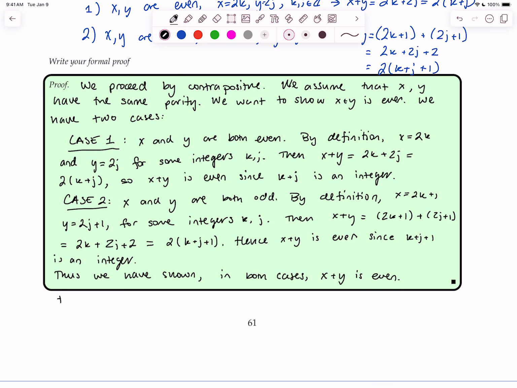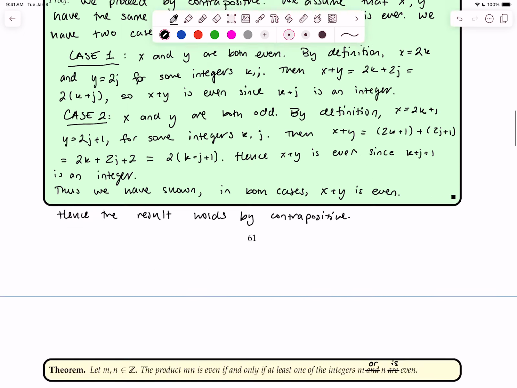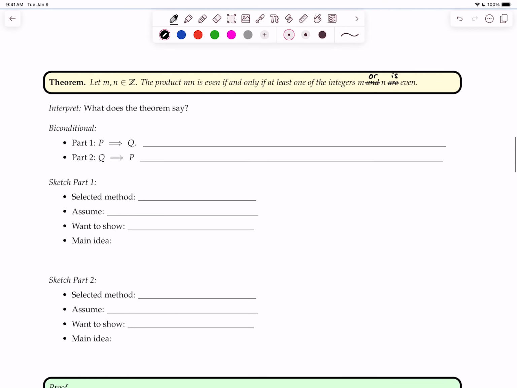And then you could say something like, hence the result holds by contrapositive. Again, this proof is going to look a little different from Alessandra's because I'm using slightly different wording, but all the pieces are the same. Okay, let's proceed and take a look at the next one.